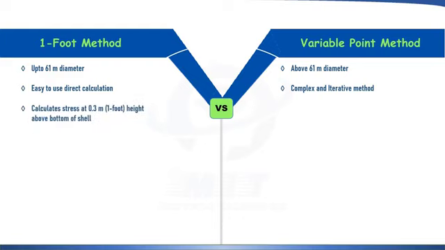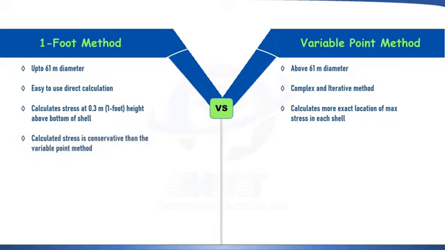In the 1-foot method, it calculates maximum stress at 0.3 meter or 1 foot height above the bottom of each shell. And in variable point method, we calculate the more exact location of stress in each shell. And thereby, calculated stress is more conservative in 1-foot method than variable point design method. And the stress calculated as per variable point method is closer to your actual hoop stress.